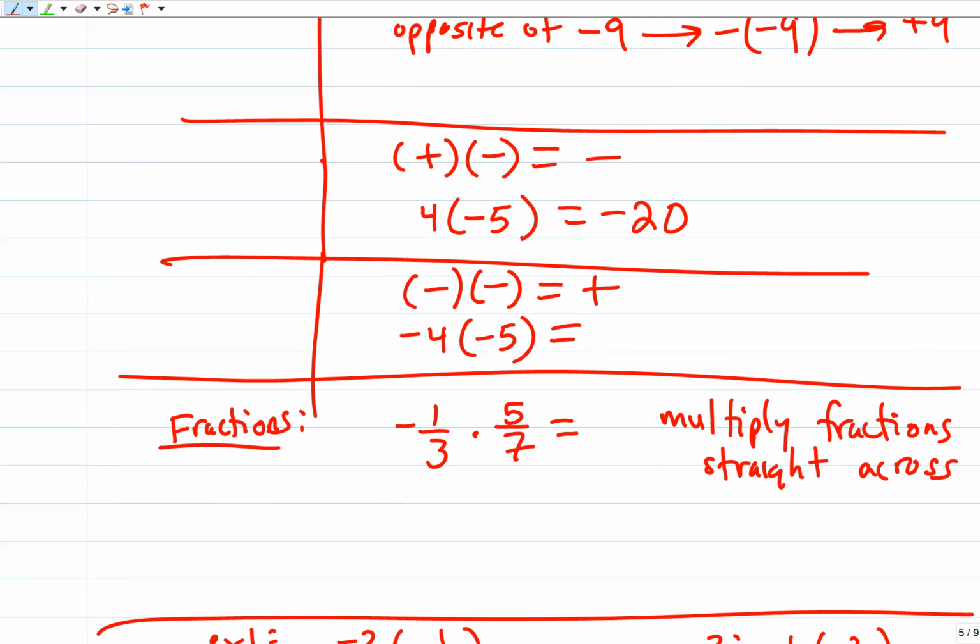So that if I have -4 times -5, I still get the same 20. But this time the negative and negative make that 20 positive. Fair enough?